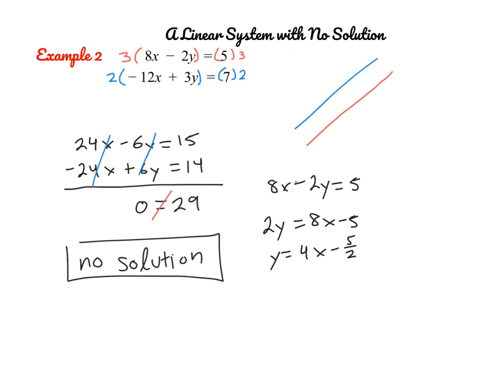And then for the other equation, let's again put this into slope-intercept form. Let's add 12x to both sides. And then again divide by 3. And you can see that we do have two equations that have the same slope. So this is a nice way that you can verify that the system actually does have no solution.